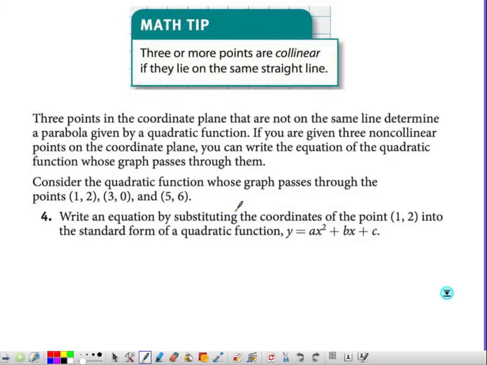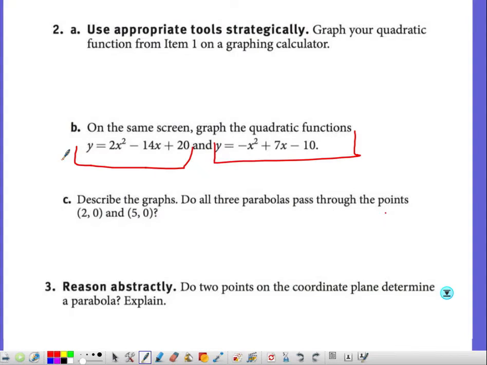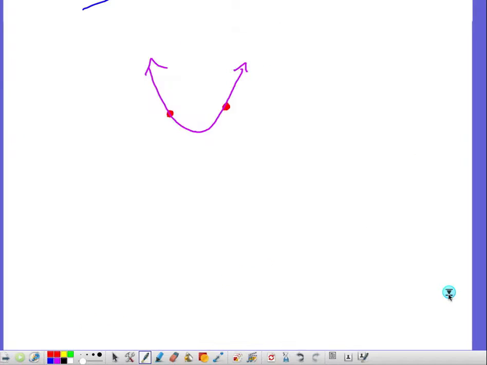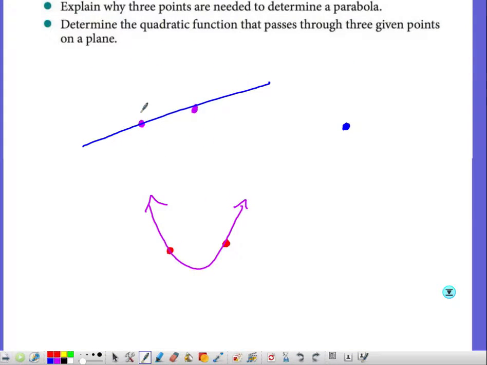3 points in the coordinate plane that are not on the same line determine a parabola given by a quadratic function. If you are given 3 non-collinear points on the coordinate plane, you can write the equation of the quadratic function whose graph passes through them. So here's what we determined. Given 2 points, only one line can go through those 2 points. And if you're given 3 points, only one parabola is able to go through those 3 points.